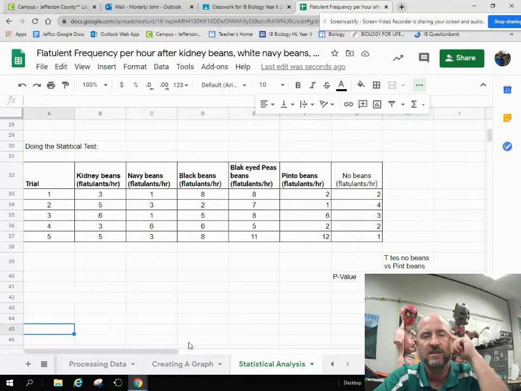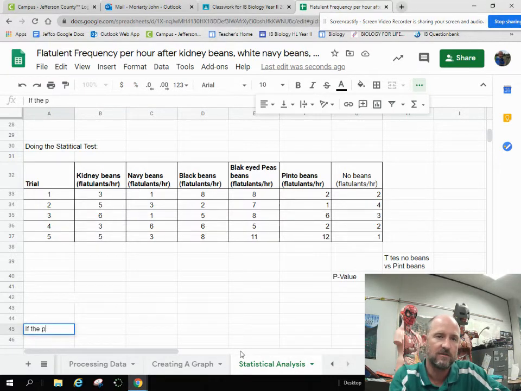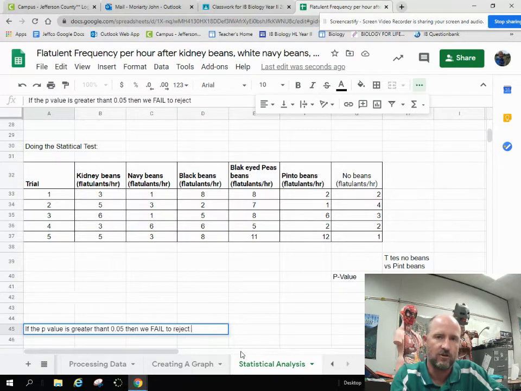So over here, I'm going to give our instructions on what you do. If the p-value is greater than 0.05, that's 5%, then we fail to reject the null hypothesis. I'm going to write that big. If the p-value is less than 0.05, we reject the null hypothesis.